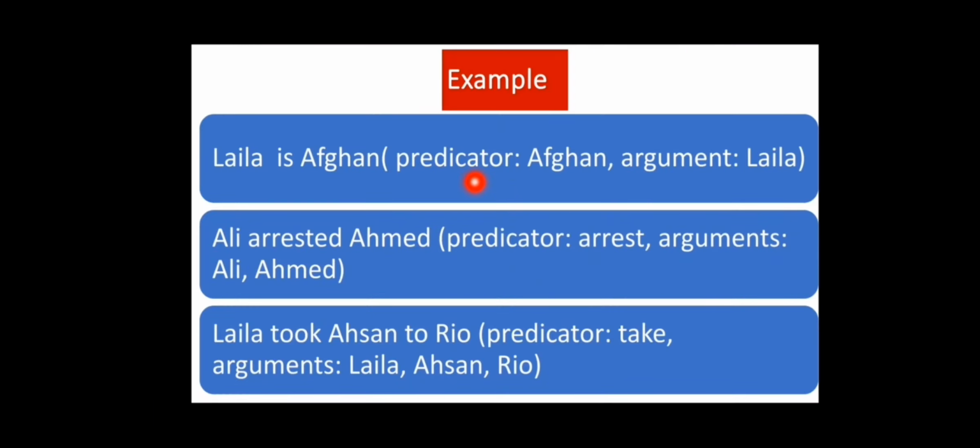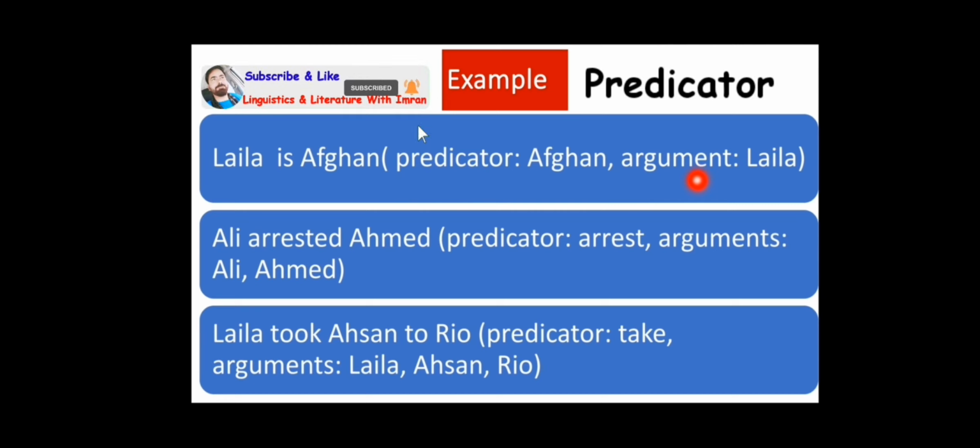Let's learn predicator and arguments with examples. Here we have a sentence, Leila is Afghan. So this sentence has two parts. One is Leila and one is Afghan. So Leila is argument here and Afghan is a predicator here, right? So I told you that argument is actually a referring expression and predicator shows a process or a state of something or someone. So you can see here that Afghan is a predicator, it's an adjective.